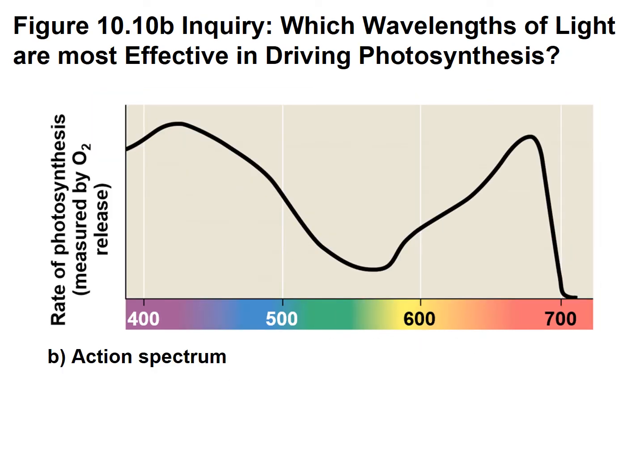10.10B shows an action spectrum, and this shows the relative effectiveness of different wavelengths of radiation driving a process. So this is showing, in this example, the rate of photosynthesis, and this was measured by the amount of oxygen released, because during photosynthesis, oxygen is released. So the more oxygen released, the more photosynthesis is occurring. And you can see that around about 430 and around maybe 680, those are the wavelengths that are most effective in driving photosynthesis.